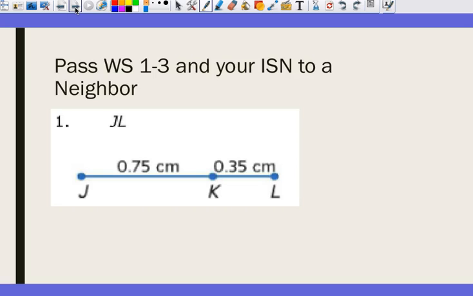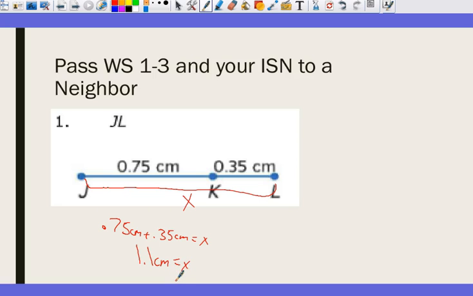We are looking for JL. This is JL right here. We're going to say X to remember what we're looking for. So, we know X is this segment plus that segment. 0.75 centimeters plus 0.35 centimeters is equal to X. 0.75 plus 0.35 is going to be 1.1 centimeters, which is equal to X.